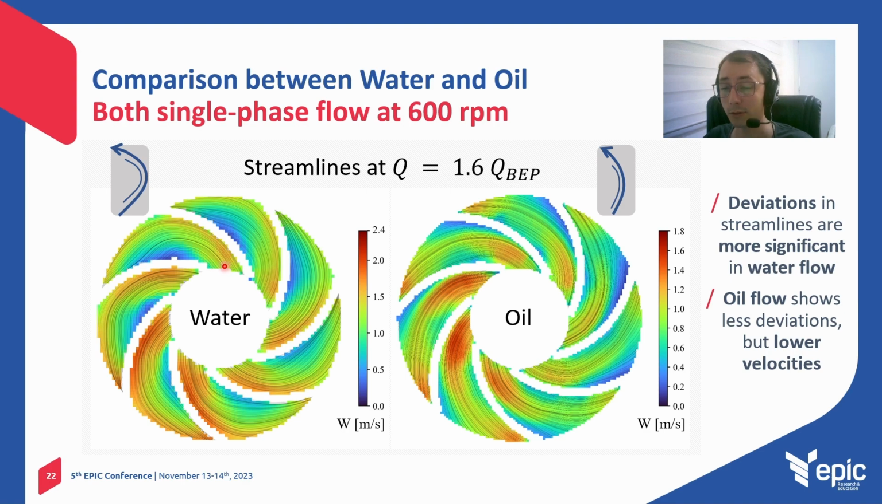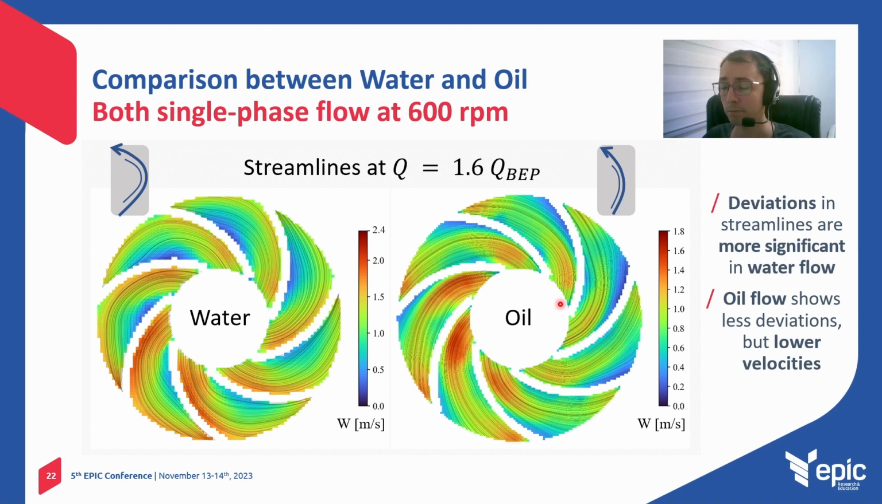For example, if we have a look at this channel here for the water flow, we can see that the streamlines reveal a very intense, very clear deviation of the flow toward the suction blade. But this doesn't happen for the oil flow. In the oil flow, the streamlines deviate less than in the water case. In the oil flow, the deviations are more slight. So this happens in the other channels as well.